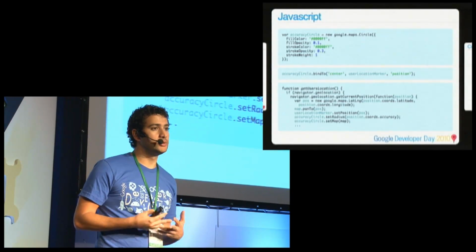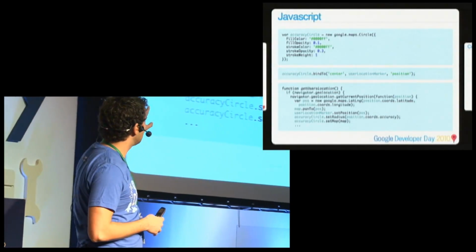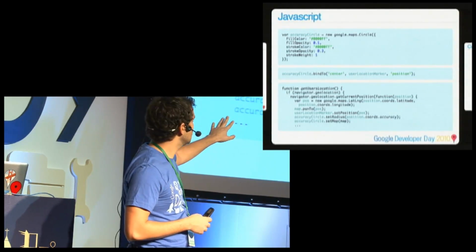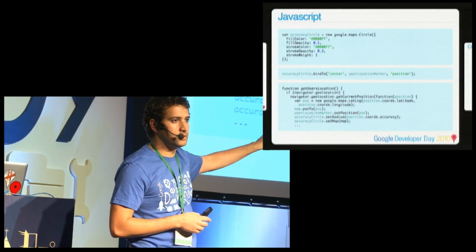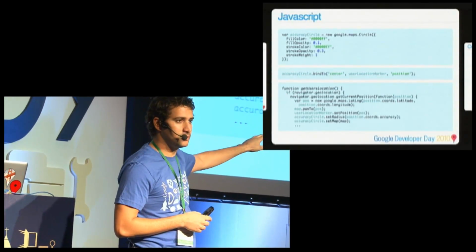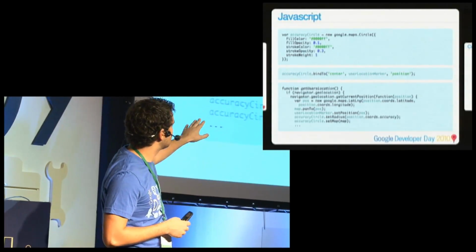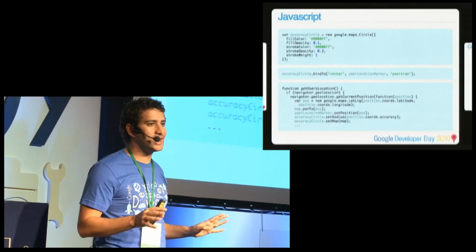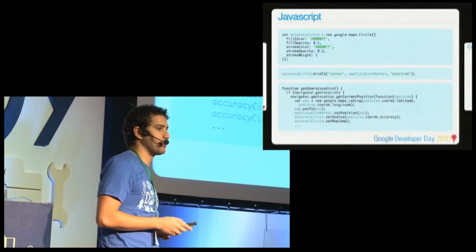In V3, it's really, really easy to do this. It's this one line of code. What I'm saying here is bind the accuracy circle's center to the user location marker position. So what happens there is when position changes, what's being called is accuracyCircle.setCenter(userLocationMarker.getPosition()). But you don't have to handle those events. With this one line of code, it'll automatically bind those two properties together.